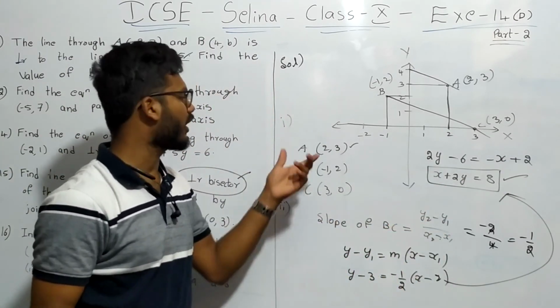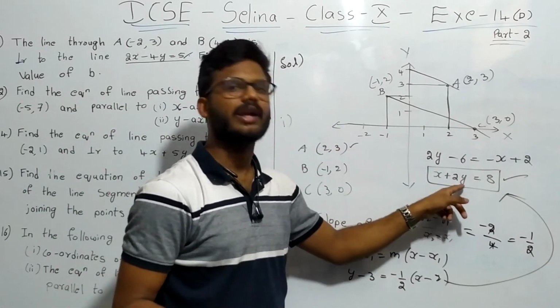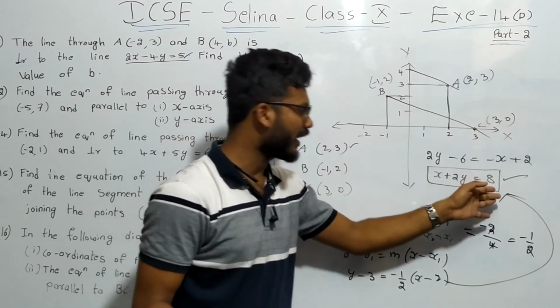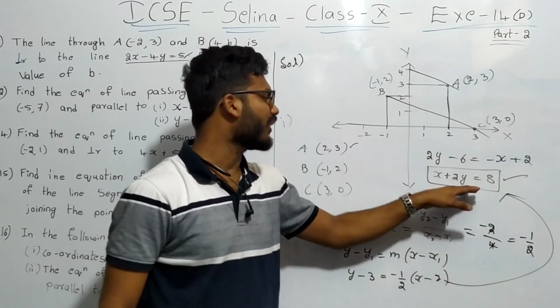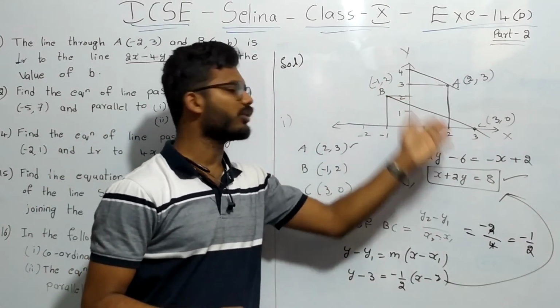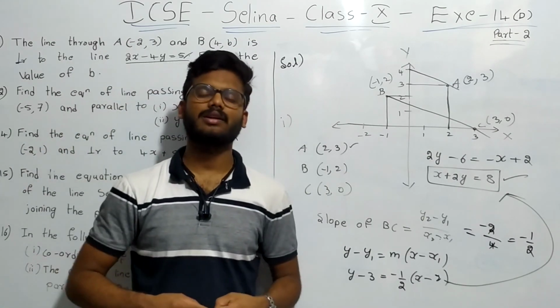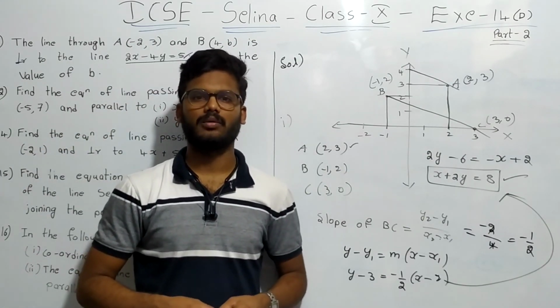For verifying, we have to substitute the point. So 2 plus 2 into 3, it is 6. 6 plus 2, it is 8. 8 equals 8, so the equation is satisfied. So you can tell this passes through A. So this is the required equation of the line. For the next problem, please follow.